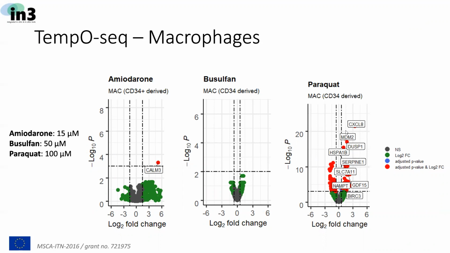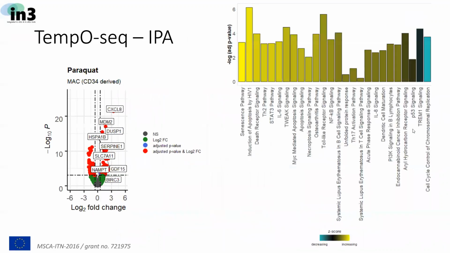And there is a lot of significantly differentially expressed genes for the paraquat exposure, such as CXCL8, MDM2, CASP1. So that's why we did Ingenuity Pathway Analysis for this data set. We can see that some pathways are significantly upregulated, such as the senescence pathway, induction of apoptosis by HIF1, and the death receptor signaling. This is mostly expected from paraquat exposure.